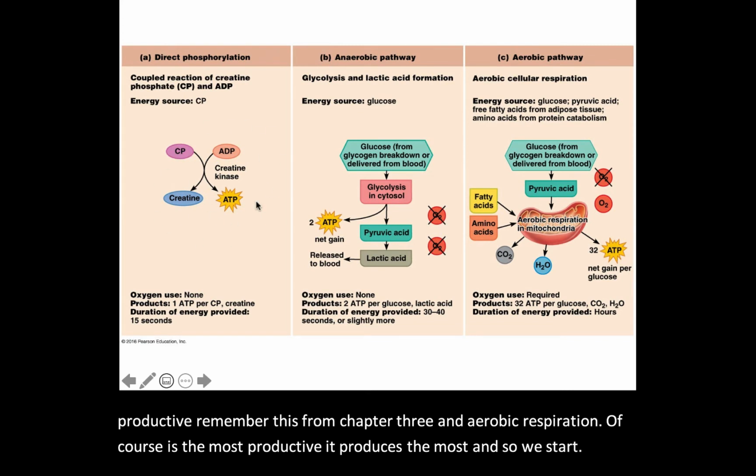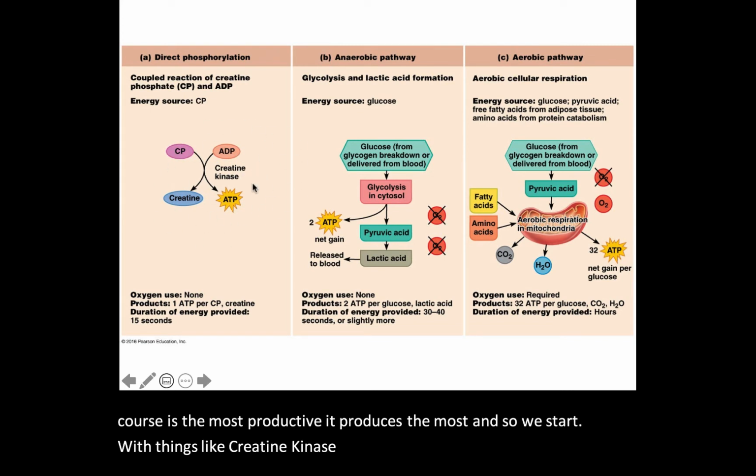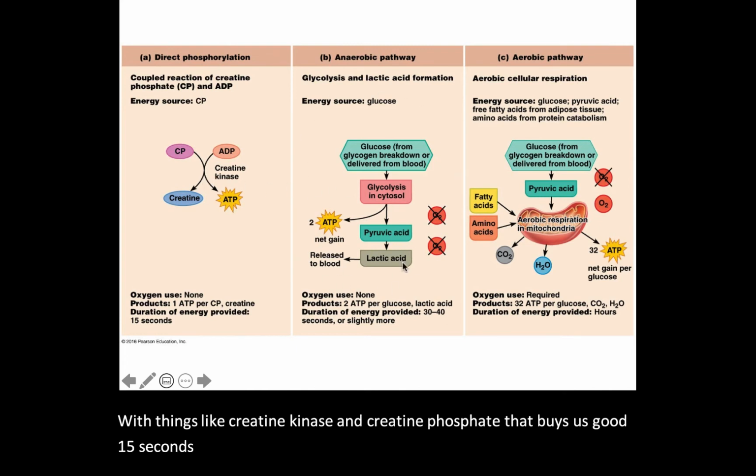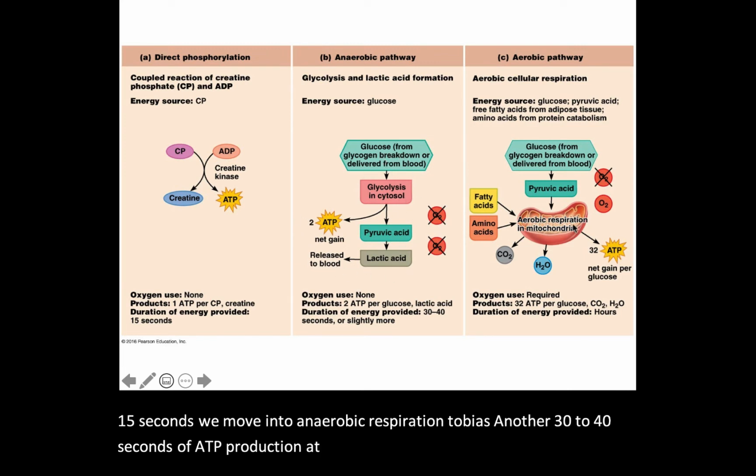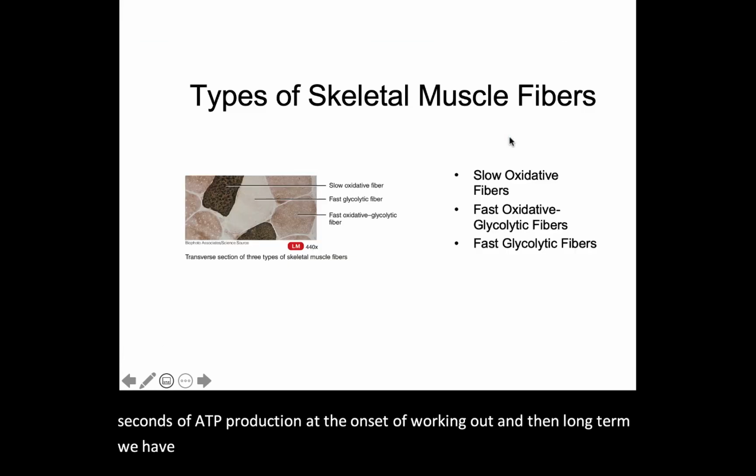And so we start with things like creatine kinase and creatine phosphate. That buys us a good 15 seconds. We move into anaerobic respiration to buy us another 30 to 40 seconds of ATP production at the onset of working out. And then long term, we have cell respiration and aerobic respiration.